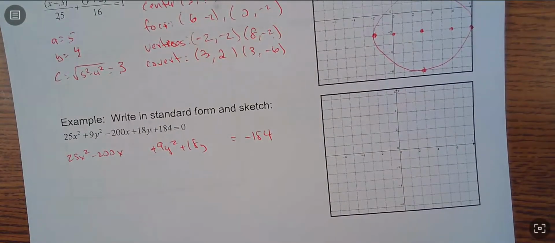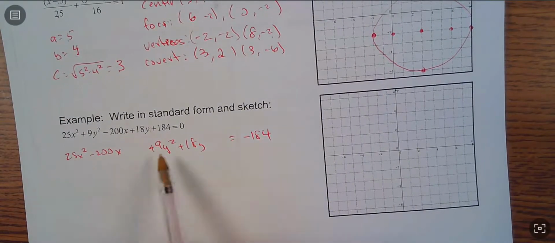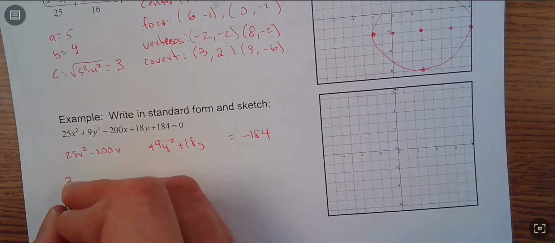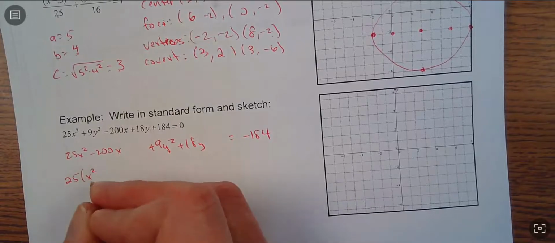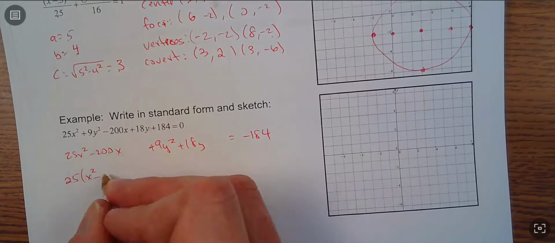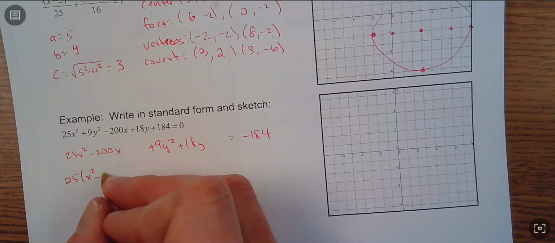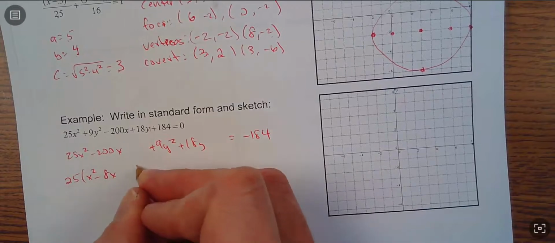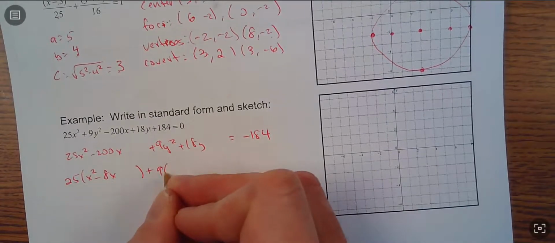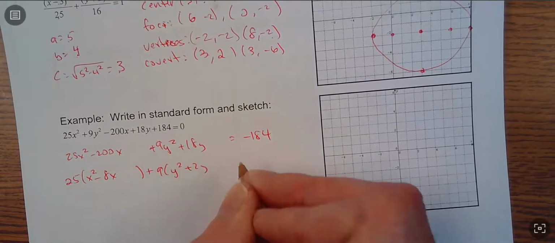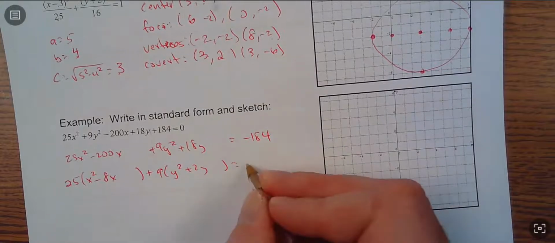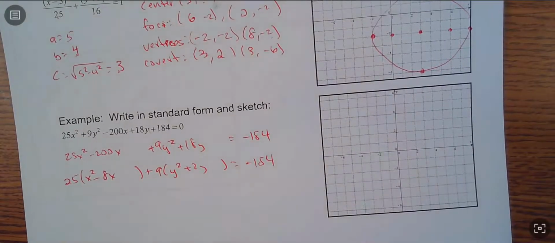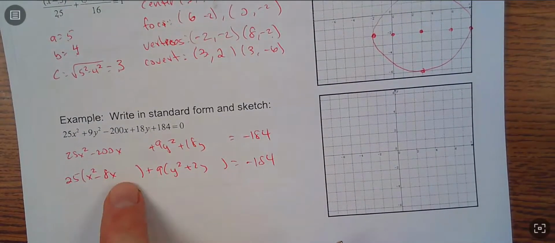Now I can try to complete the square, but completing the square is extremely difficult when that's not a 1. We want these numbers to be 1s. So I'm going to do 25x squared minus, and then 200 divided by 25 is 8, leave a space, plus 9y squared plus 2y, leave a space, and that equals negative 184. So I'm going to complete the square inside parentheses.